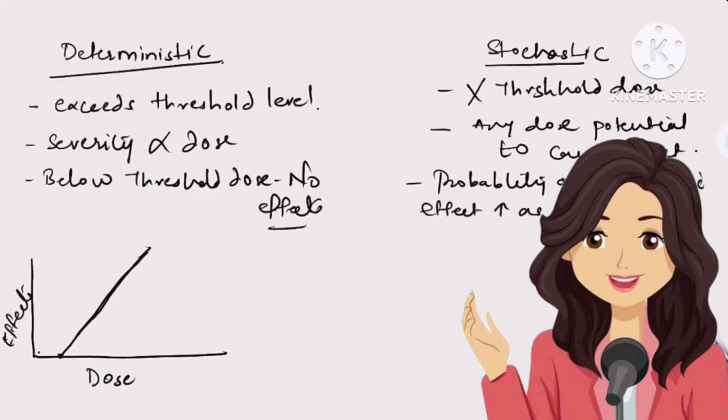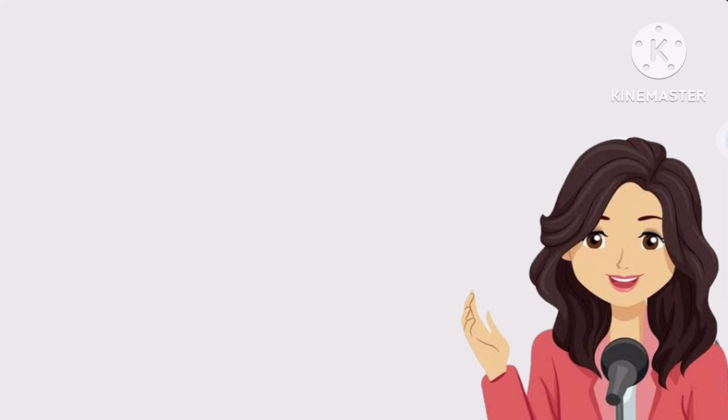Meaning, if you draw the graph of stochastic effects and dose, when you increase the dose, it does not have any threshold. Any small dose can bring out the change, the stochastic effects. So this is a stochastic effect. So this is the difference between these two.